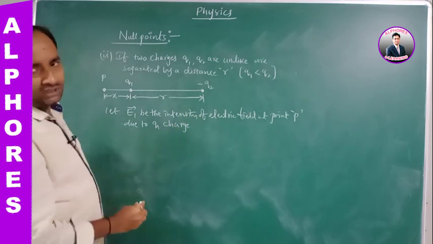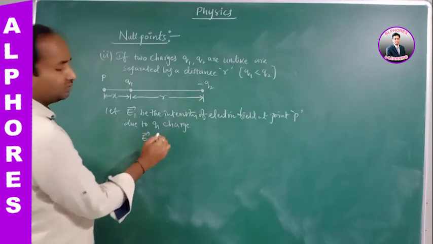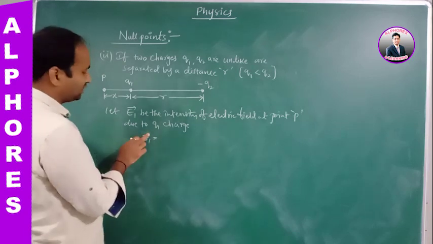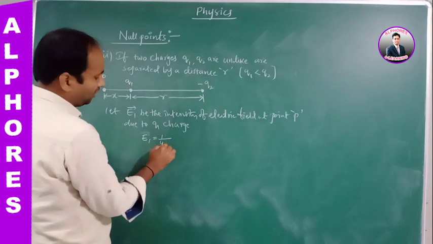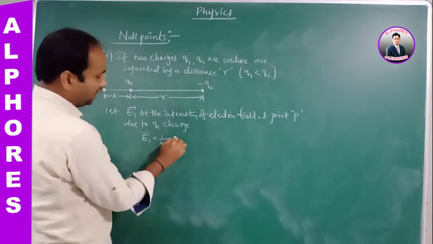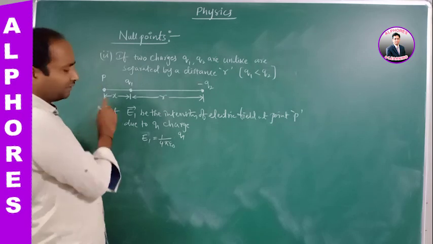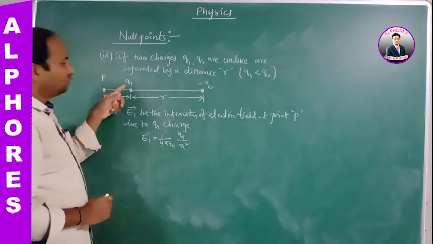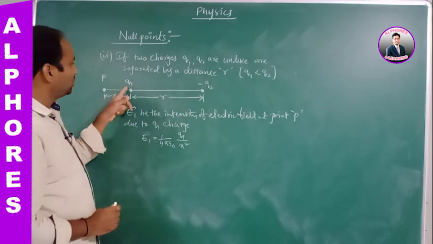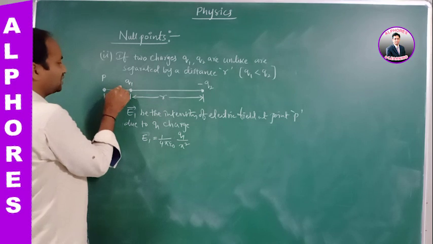So what is the magnitude? We may write E1 bar is equal to the direction. Okay, we specify the direction later. The magnitude E1 is equal to 1 by 4 pi epsilon naught. What is the charge here? q1. And what is the distance of point P from q1? So x square. Now q1 charge is positive. What is the direction of electric field? Radially outwards. So this is the direction of E1.